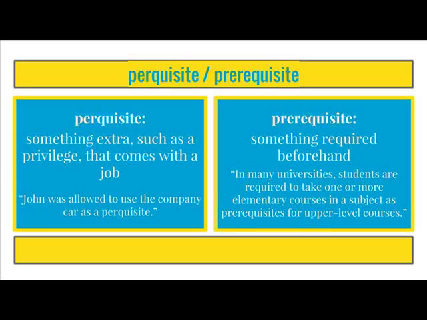Perquisite is something extra, such as a privilege that comes with a job, colloquially shortened to perk. John was allowed to use the company car as a perquisite. Prerequisite is something required beforehand. In many universities, students are required to take one or more elementary courses in a subject as prerequisites for upper-level courses.